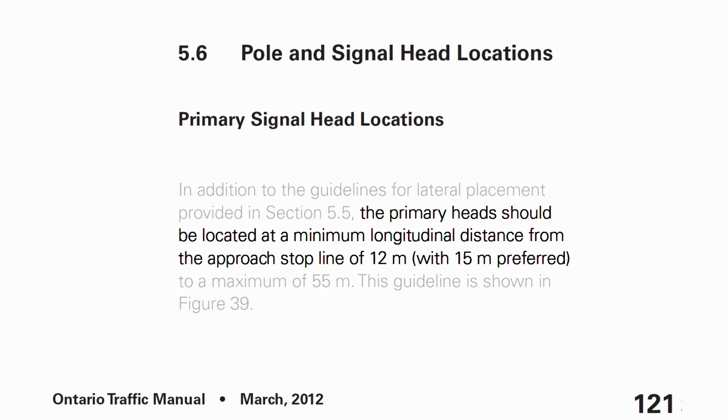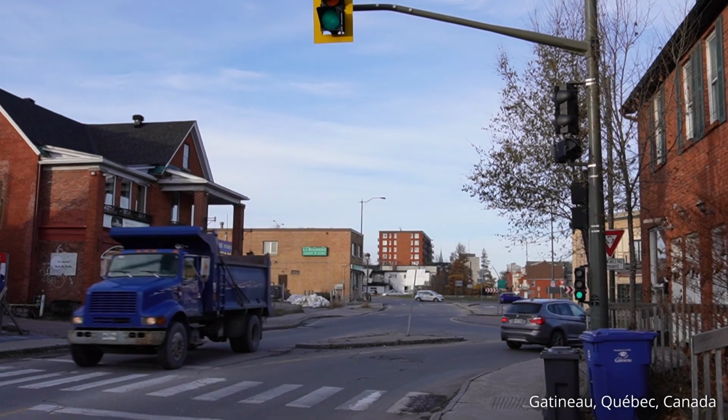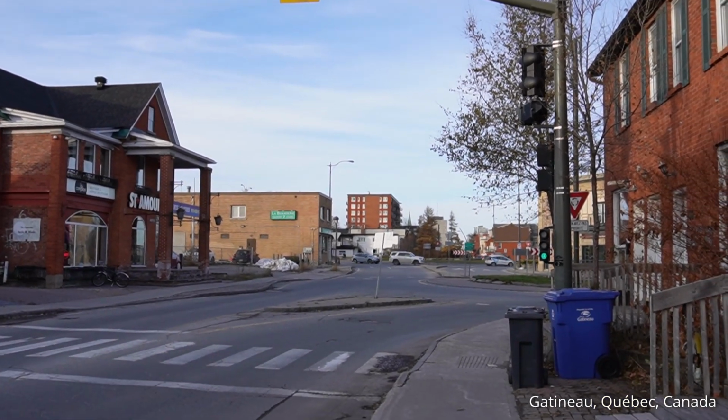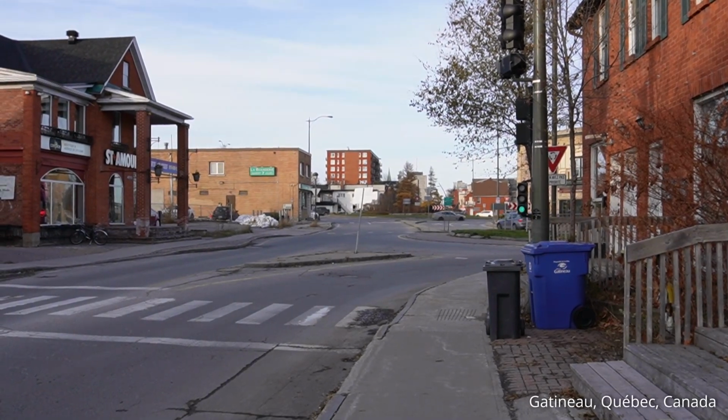The Ontario Traffic Manual recommends placing signals at least 12 meters beyond the stop line. The Dutch regulations also require signals placed over the roadway to be placed at least 12 meters beyond the stop line, although they can be as little as 8 meters beyond the stop line in urban areas, combined with a lower installation height. When signals are installed beside the roadway, they can be a lot closer to the stop line without creating visibility issues because they're closer to eye level.